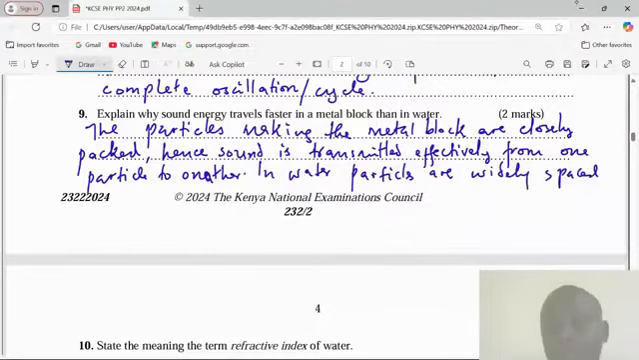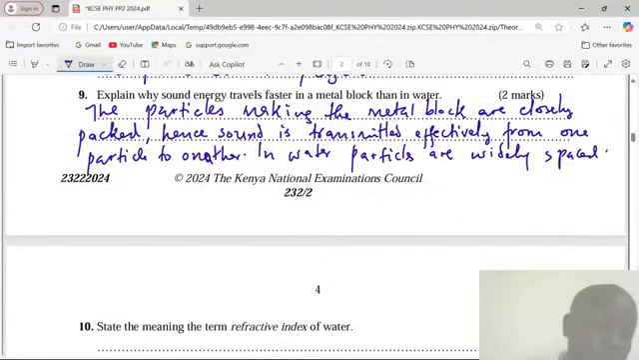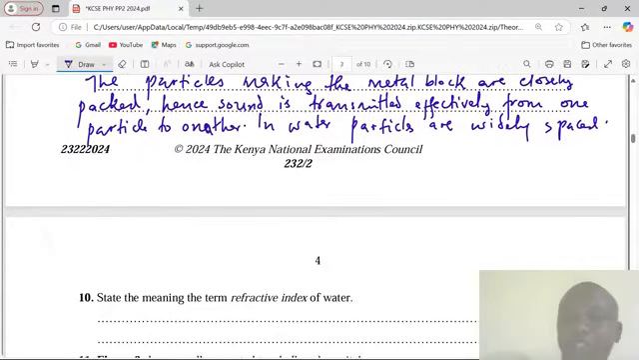Even if they are closely spaced, it's not like in the metal block. Widely spaced. In other words, you can also talk about the densities. You can say a metal block is denser than water, and the denser a material is, the closer the particles are packed, and the better they can affect one another when one vibrates due to sound. So transmission becomes very efficient.